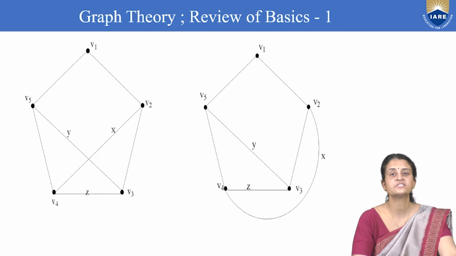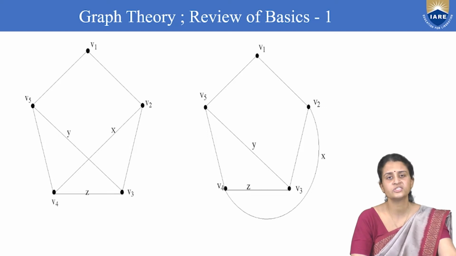X is between the vertices V1, V2 and V4 and Y is between the vertices V3 and V5. Z is between the vertices V2 and V4. Can we say that here, look in the first figure, it seems like that X and Y are adjacent to each other. Graph theoretically, they are not adjacent.